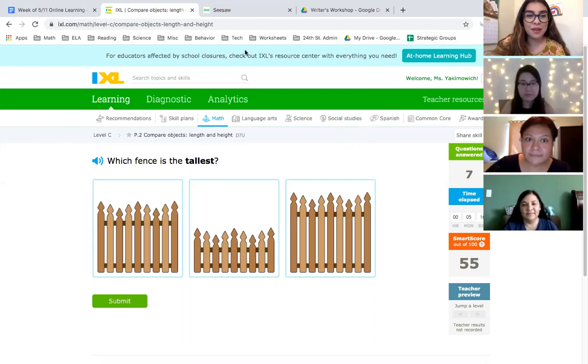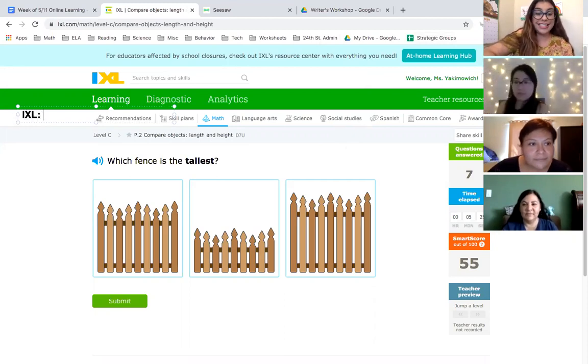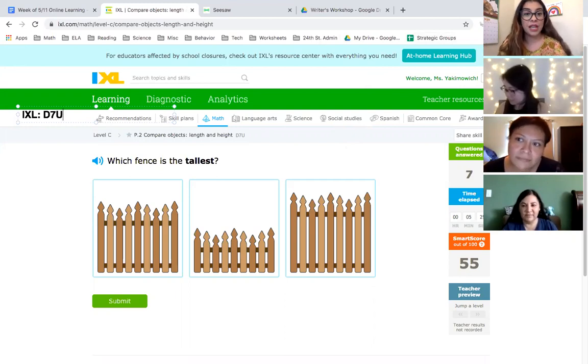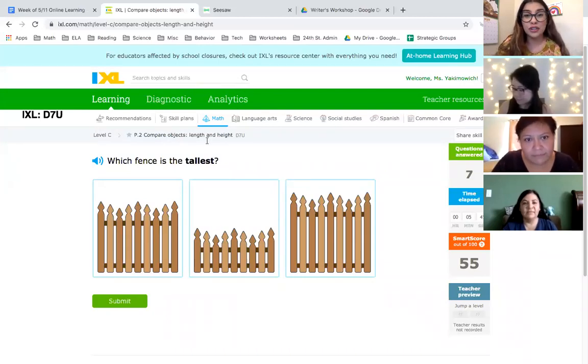Today is our IXL lesson, and I'm going to write our code for today right over here. The IXL code is D7U. Once you get your iPad and click on your IXL app, look for the magnifying glass, which tells us that we're searching for something. Write in D7U and then click. It should say compare objects, length, and height.